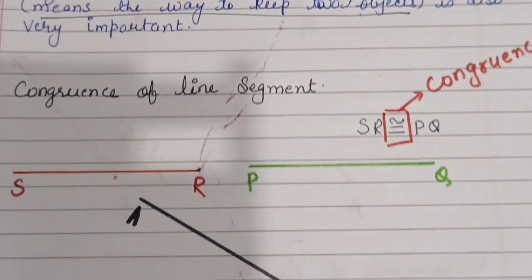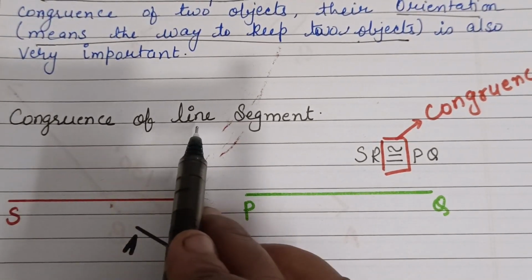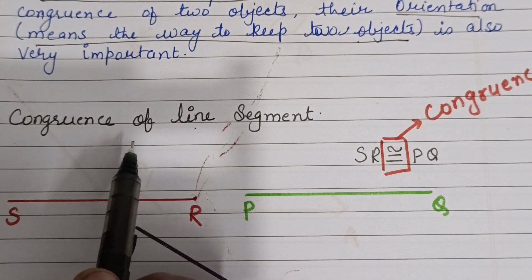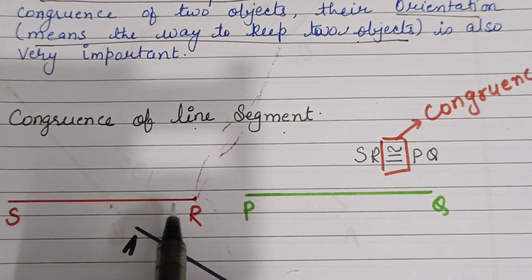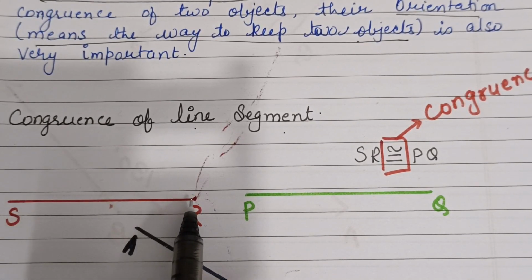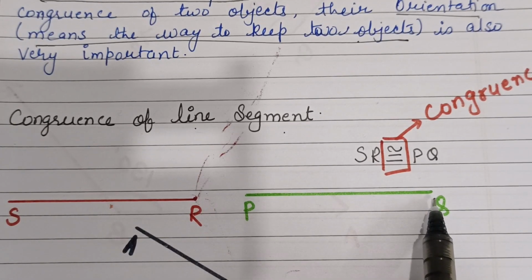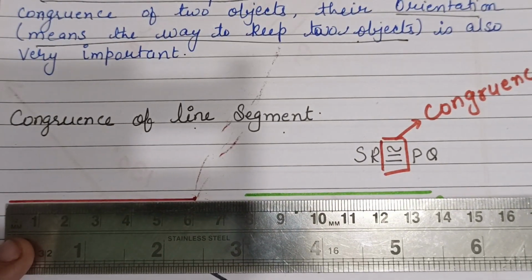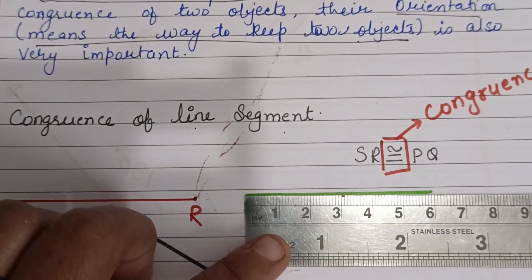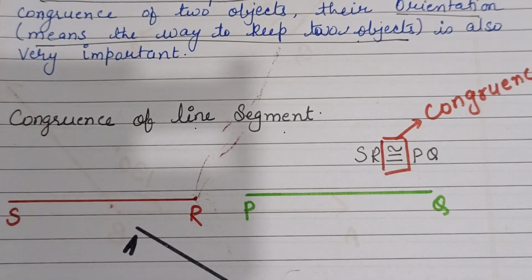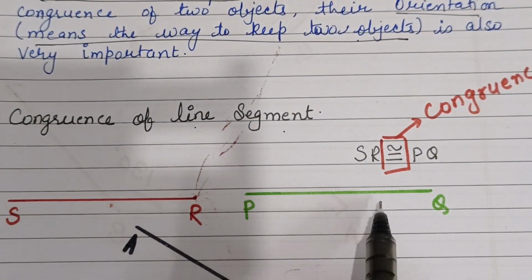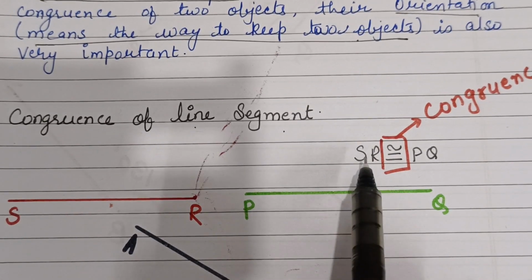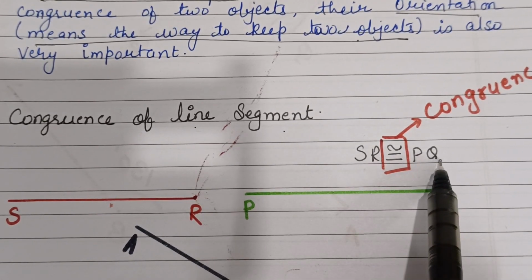So our first shape is line segment. So we are going to talk about the congruence of line segment. In any line segment, what is the important thing? That is its measurement. Like I have taken one line segment SR, another line segment I have taken PQ. Now if I measure both of them, you can see this is of 6 centimeter. This is also of 6 centimeter. Now if you overlap PQ on SR or SR on PQ, they will completely superimpose each other. So I can say that SR is congruent to PQ.